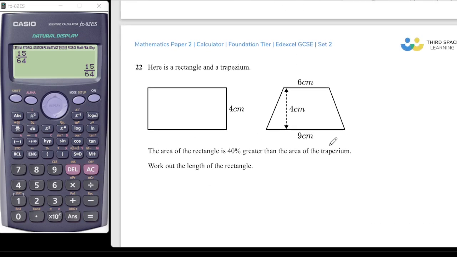And question 22, here's a rectangle and a trapezium. The area of the rectangle is 40% greater than the area of the trapezium. Work out the length of the rectangle. Okay, so I'm going to start by working out the area of the trapezium.